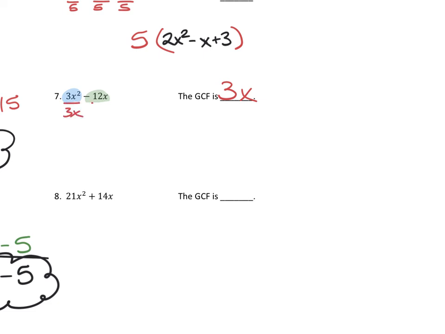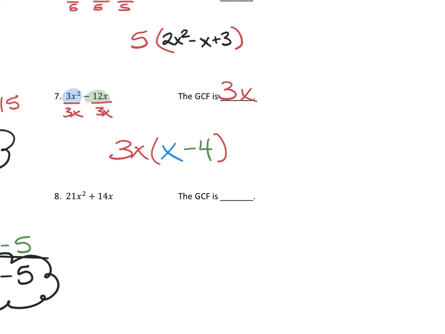And when I divide 3x away from each of these and put my leftovers in parentheses, 3x squared divided by 3x, remember your exponent rules, is going to be just x. And negative 12x divided by 3x is just negative 4. So very quickly, we're able to simplify my leftovers if we take out more complicated GCFs.